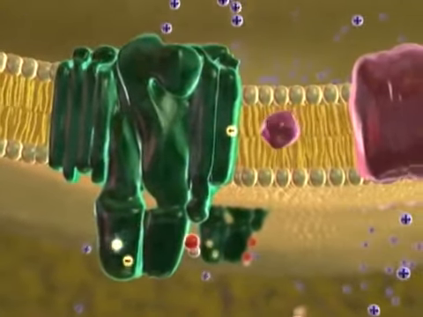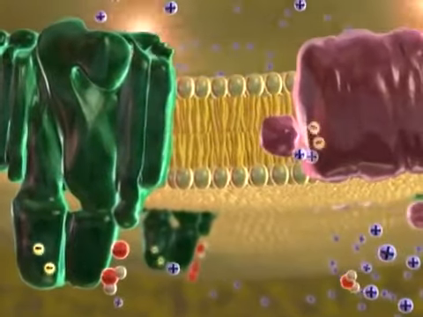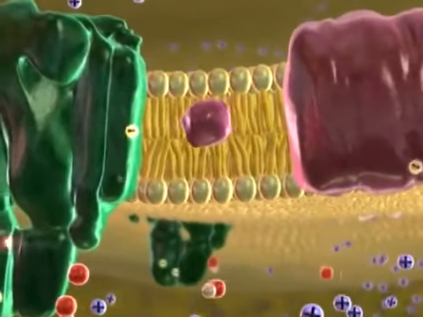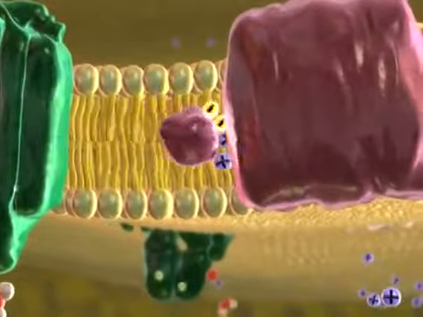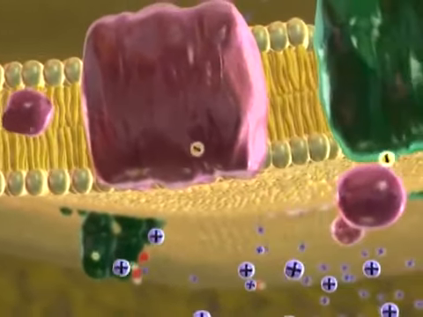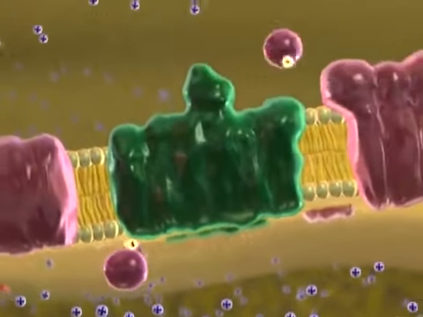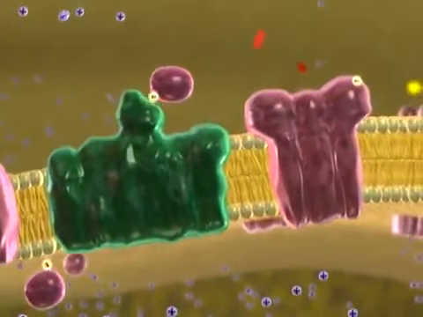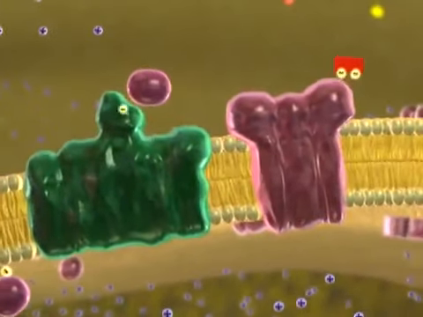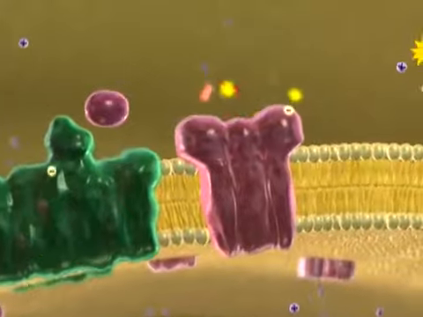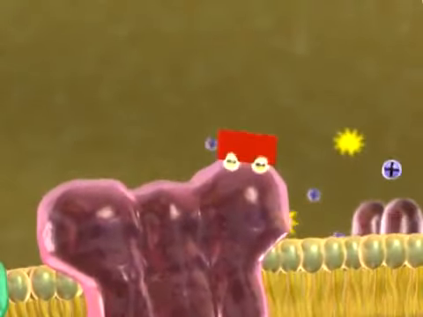The energized electrons flow down the electron transport chain, releasing energy that is used to pump hydrogen ions, the blue balls, into the thylakoid. In the photosystem on the right, light energy excites electrons, and this time the electrons are captured by an electron carrier molecule, NADPH.